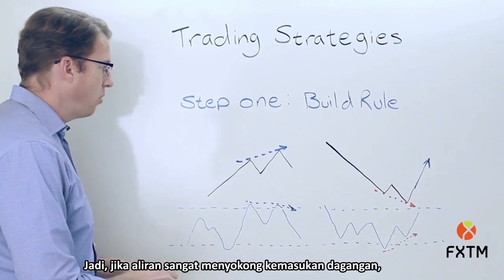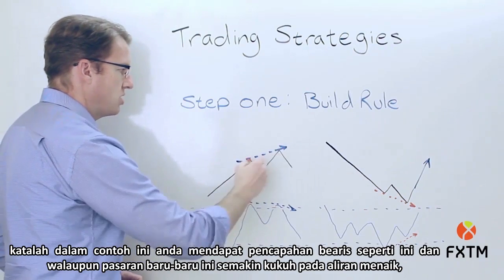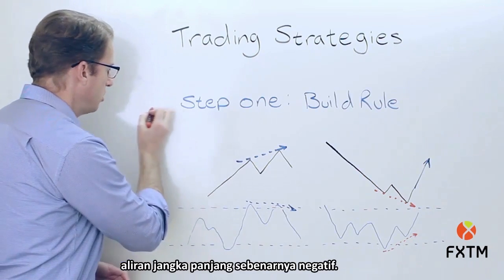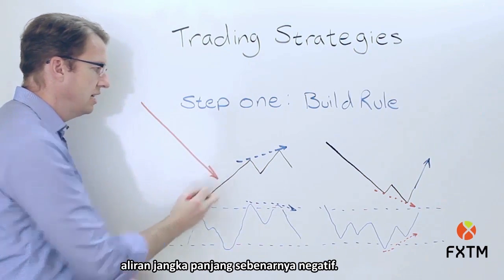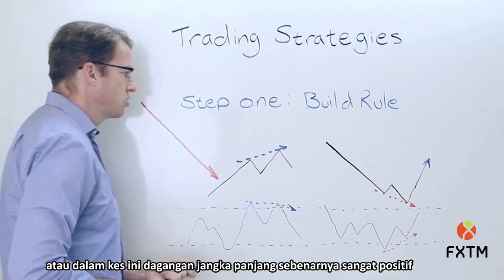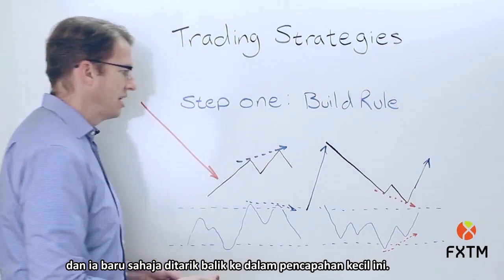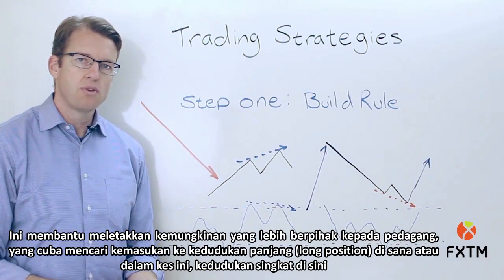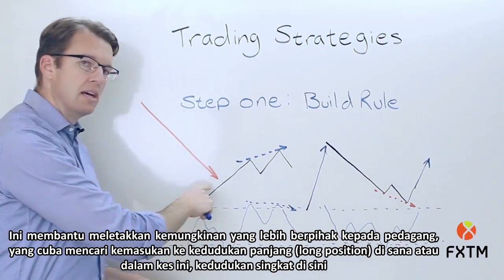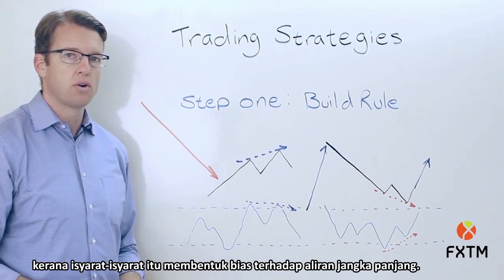If the trend is very supportive for the trade entry, so let's say in this example that you get a bearish divergence like this, and although the market has been recently moving higher, the long-term trend was actually negative. Or in the opposite case, the longer-term trend was very positive, and it had just recently pulled back into this little divergence. That helps to put the odds a little further in favor of a trader who's looking to enter a long position there, or in this case, a short position here. Are those signals conforming to the bias of that longer-term trend?